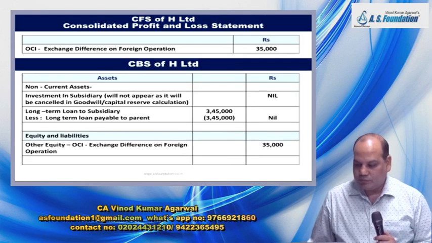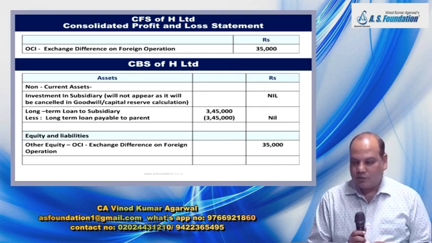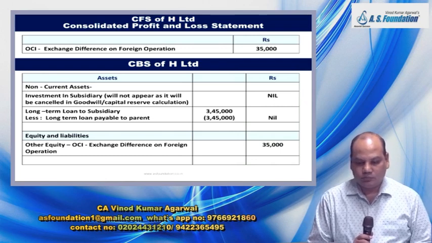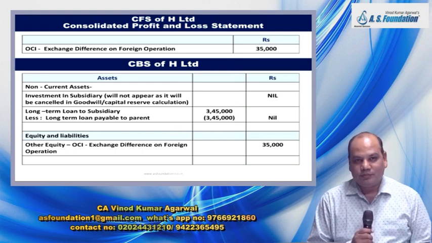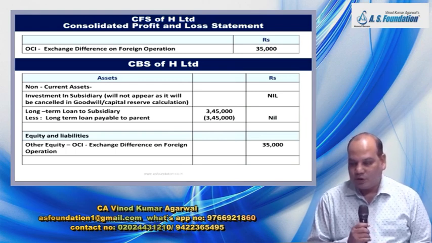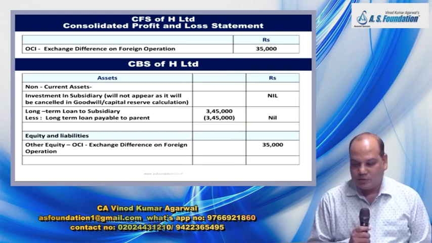Now write down CFS of H Limited. Consolidated statement of profit and loss. This time it will appear under the head OCI: exchange difference on foreign operation. Exchange difference on foreign operation is 35,000.